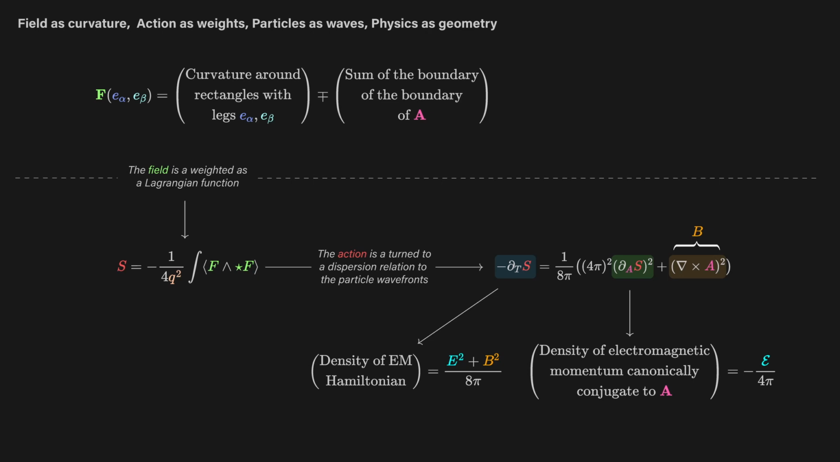And you can see that on the left side, in the same way that we were talking about the variation of the dynamic phase with time, which is equivalent to the energy, that equals the density of the Hamiltonian, the density of the energy of the electromagnetic field. And similarly, inside of these terms, we also have the Hamiltonian as a function of the momenta, which gives us the density of electromagnetic momentum canonically conjugate to A.